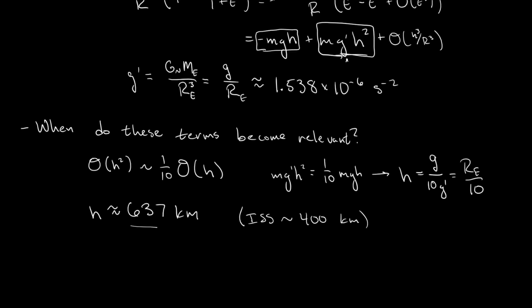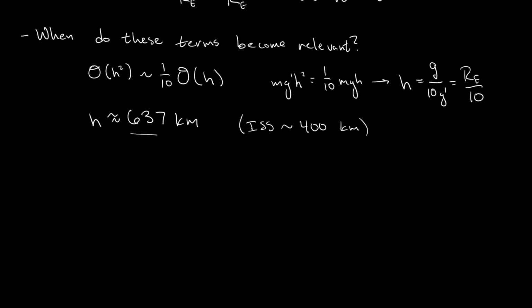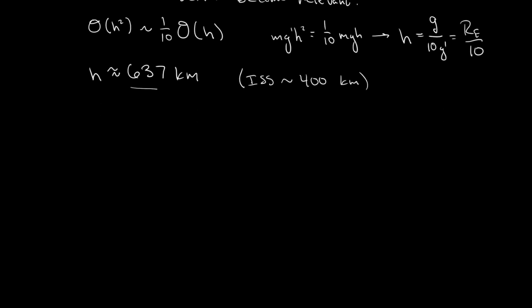So it actually turns out that this mgh is a very, very good approximation. Now, a 1/10 correction is actually pretty large. If you were to go to something like 1/100, that might be a little more satisfying for being a small contribution. But this might put into perspective how small this higher order contribution is.